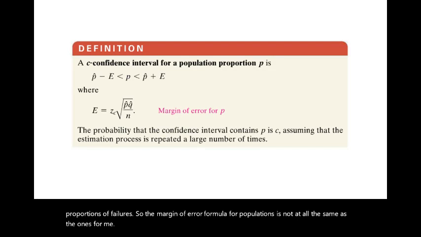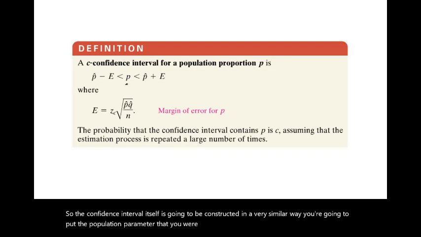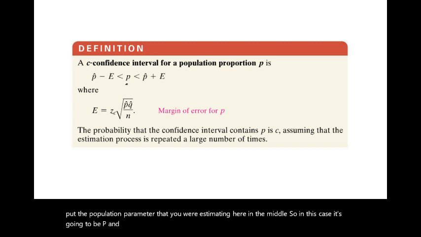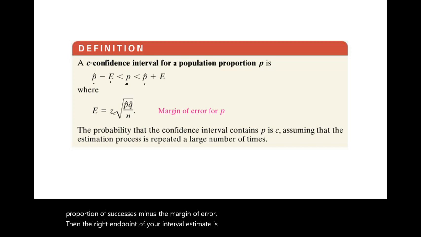So the confidence interval itself is going to be constructed in a very similar way. You're going to put the population parameter that you are estimating here in the middle. So in this case, it's going to be p. And the left endpoint of your interval estimate is going to be p hat, your sample proportion of successes, minus the margin of error. Then the right endpoint of your interval estimate is going to be p hat, sample proportion of successes, plus the margin of error.